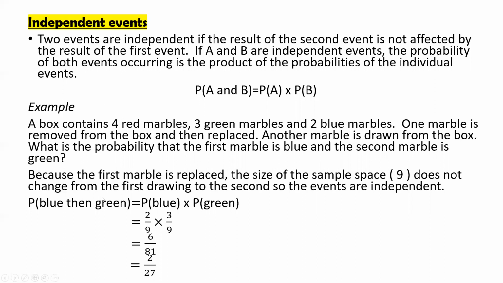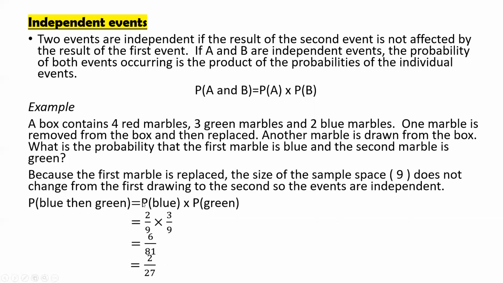So that means if you want to get blue, then green, that means the first time must be blue. So your chance is 2 out of 9, right? And the second time you want to get green, so your chance will be 3 out of 9. Right? So that means because you want the first time blue, the second one must be green, the chance will be 2 over 9 times 3 over 9. Then you simplify, it becomes 2 over 27. All right, this is called independent events.